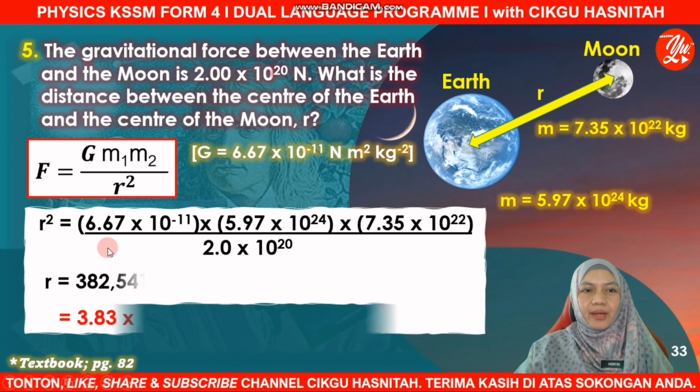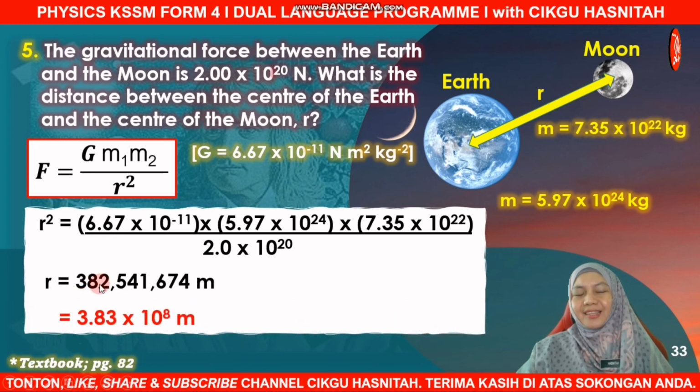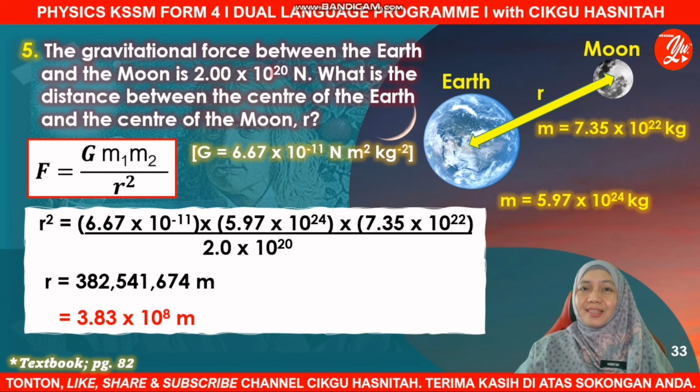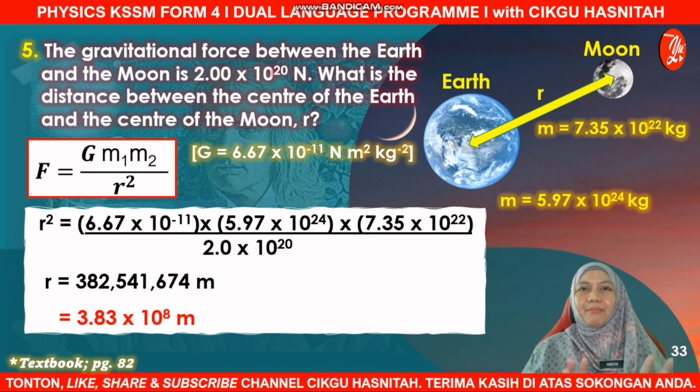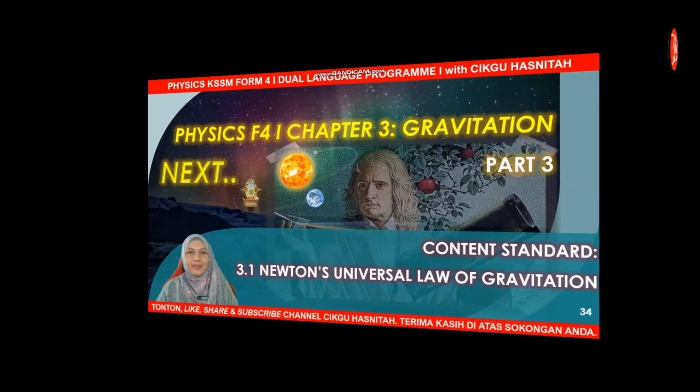So R will be, how to read this? 382,541,674 meters. Very difficult to pronounce. So we write it in a simpler form, in standard form, 3.83 × 10^8 meters. Remember, students, whenever you do a calculation, your final answer can be placed between 2 to 4 decimal places. 2 to 4 decimal places is nice.